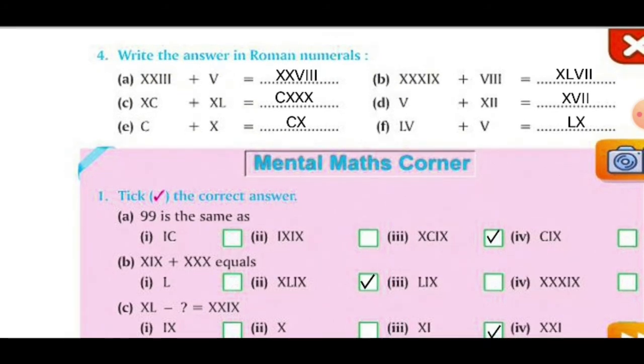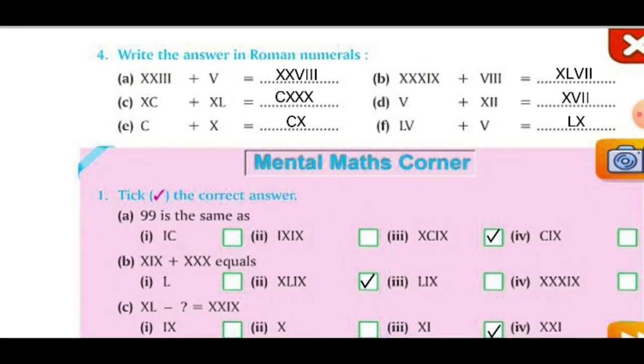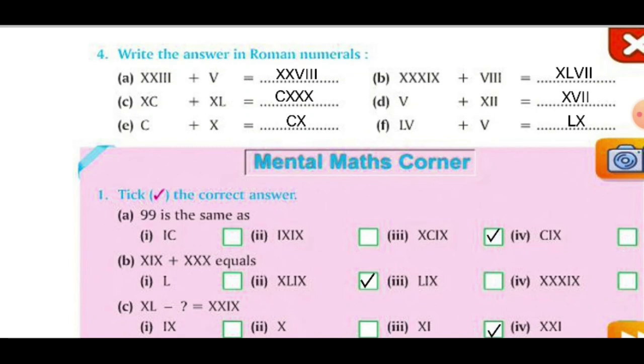F. LV plus V. L is 50 and then 5. 55 plus 5. You're going to write LV plus V. 55 plus 5. It is 60. The answer is LX.